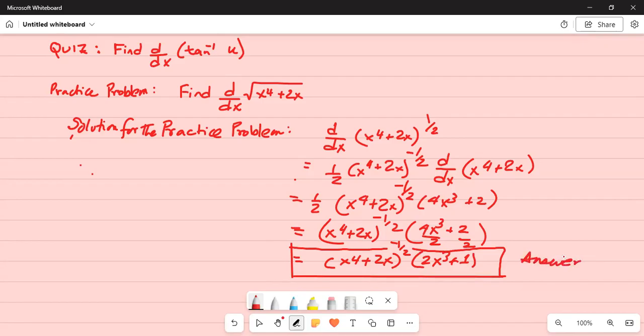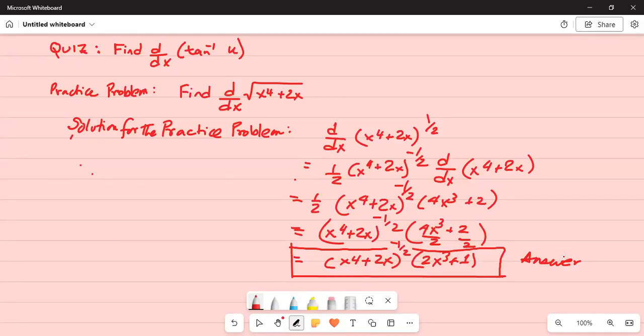To summarize what I did: I took the derivative of (x^4 plus 2x) to the power of half with respect to x. I used the chain rule of derivative. Because of the exponent half, the first derivative will be half, times (x^4 plus 2x), and then half minus 1 is minus half. And then I took the derivative with respect to x of the expression inside the parenthesis, x^4 plus 2x, which is 4x cubed plus 2.